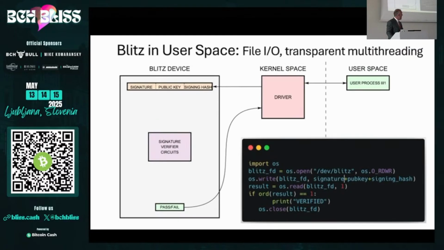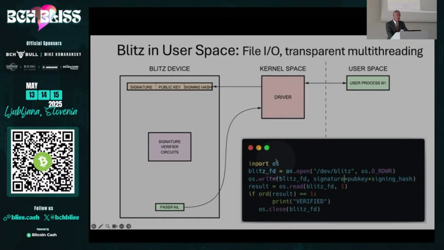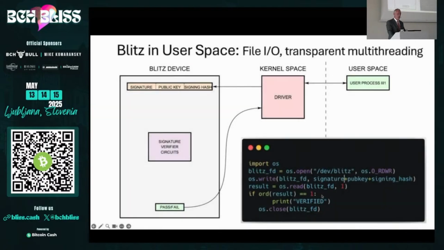So here's the Python code for checking a signature in Blitz. You would import the OS library. You'd open the dev Blitz file in read-write mode to get your file handle. To that file handle, you would write the signature, pub key, and signing hash. And then you just read a byte from the same file. And if it's 1, it means the signature is valid. 0, signature is not valid. So it's super simple in user space.